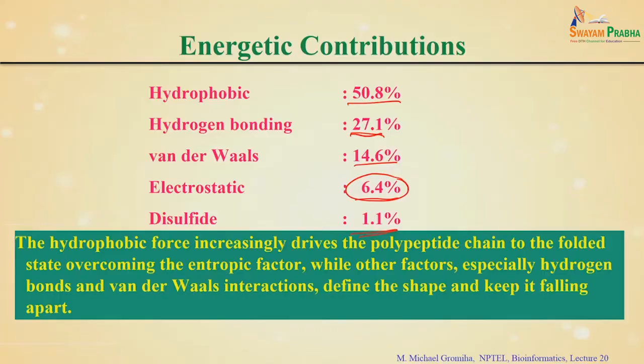So, from these numbers, we can tell that the hydrophobic interactions are dominant and it is a driving force. It makes the unfolded state protein initiate folding. When it starts folding, then the other interactions like hydrogen bonds give the shape, for example, the secondary structures, alpha helices and beta strands, and the van der Waals and electrostatic interactions keep the protein in a stable state, right. So, hydrophobic interactions initiate folding, and the other interactions give shape and keep the protein in a stable state.